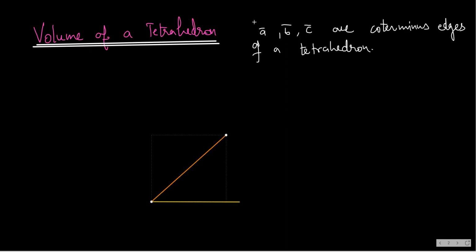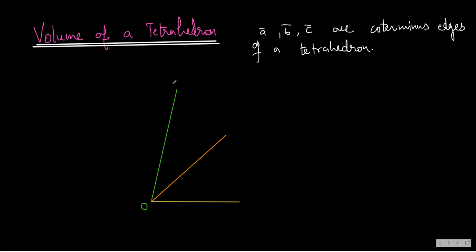I go for another vector B bar, and then I go for the third vector, that is C bar. Okay. So see, these are three coterminous edges of the tetrahedron. So here this point, they are coterminous. They are coterminous edges. So they all are originating from point O. They have the same initial point.